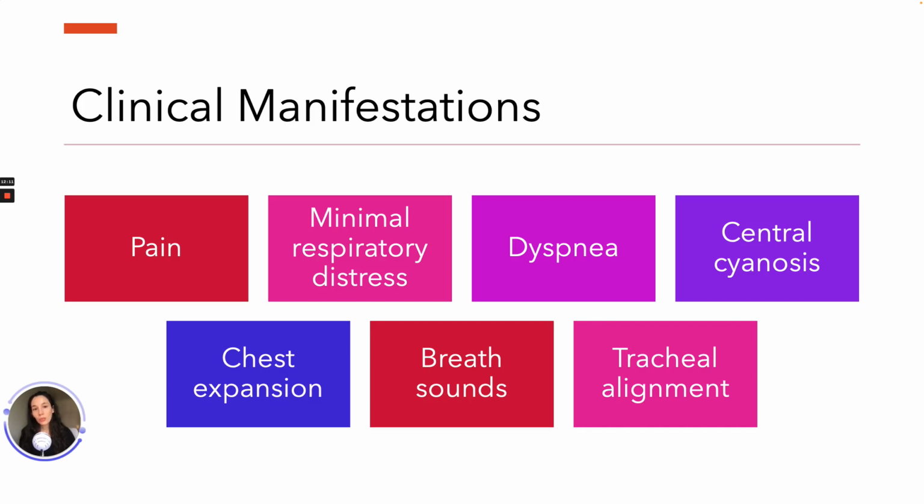And tracheal alignment. So in a simple pneumothorax, the trachea is midline, while in a tension pneumothorax, the trachea is shifted away from the affected area. And that is a key point. You'll probably see a question about that on your test. So if the trachea is shifted away from the affected side, that's going to be a tension pneumothorax. And remember, it's the opposite, because whatever side that tension pneumothorax is on, the trachea is going the opposite way.